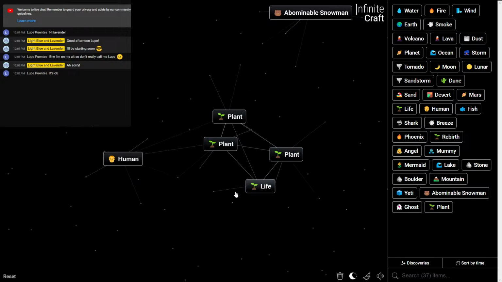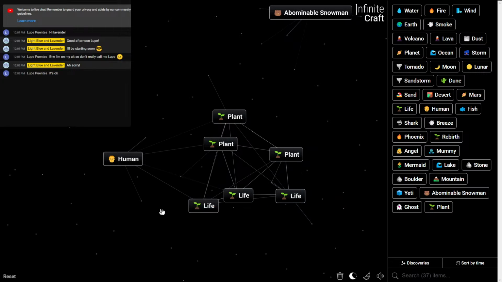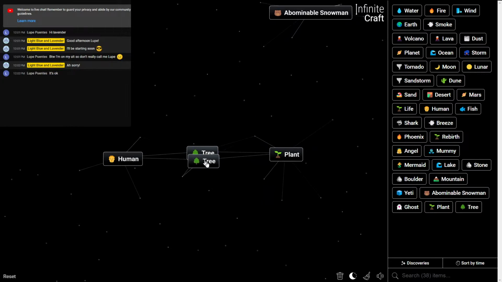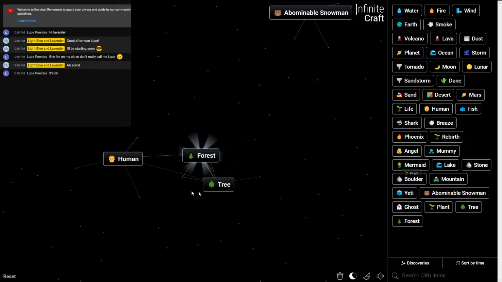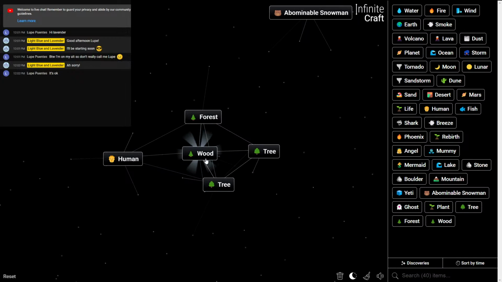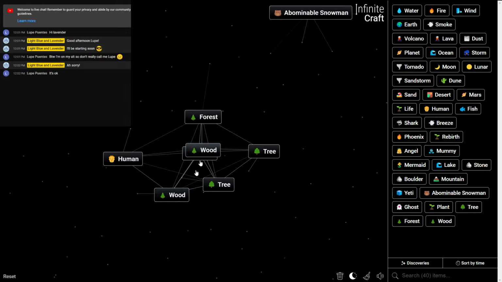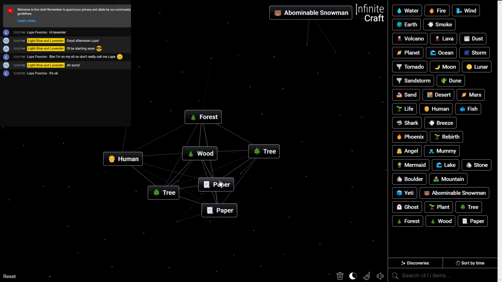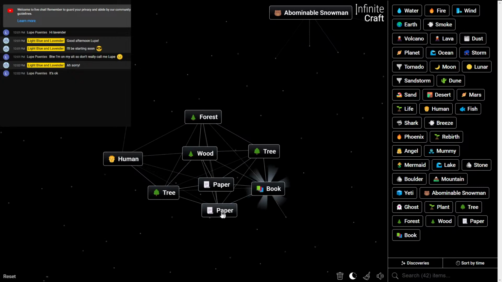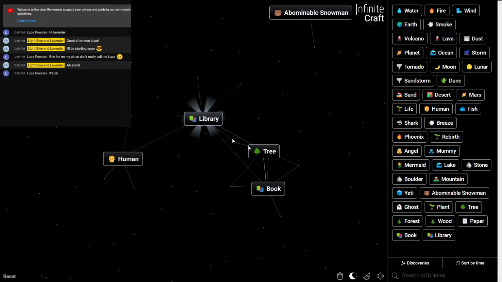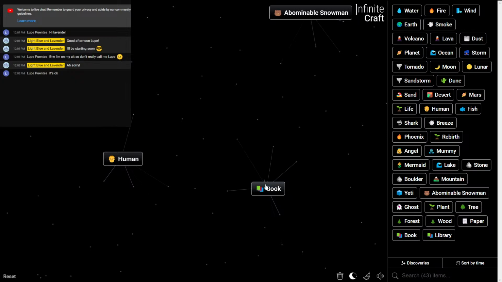Okay, now that we have plant, maybe we can combine it with life. We get a tree. Two trees will get us a forest. That's not what I wanted. Wood. I think, what is it? Two wood gives us paper. Wood and tree gives us paper. And two paper gives us book. Awesome, a library.